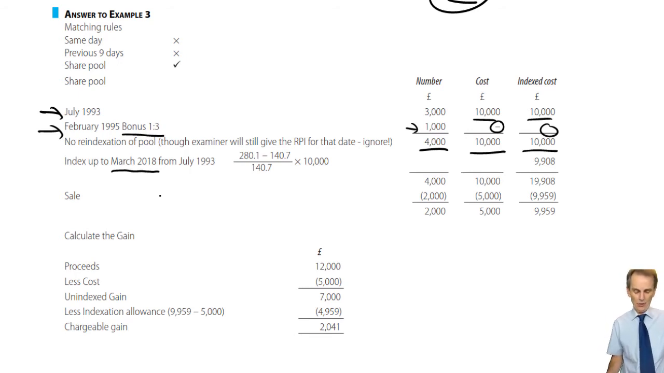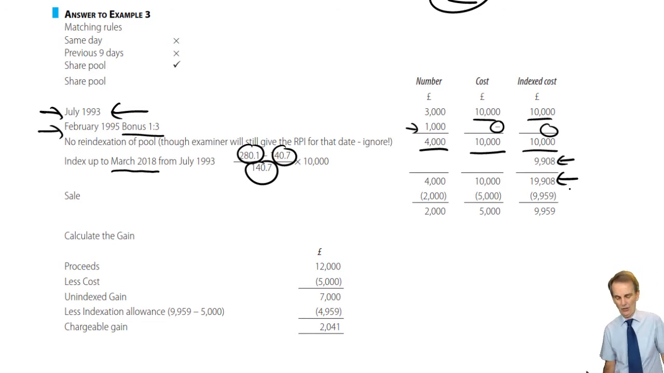Pick up the relevant RPIs at the date of disposal over what it was at the original acquisition date, July 93, all over that self-same figure. Put it through the calculator times 10,000, that would appear to be 9,908. That gives us an index cost of 19,908.